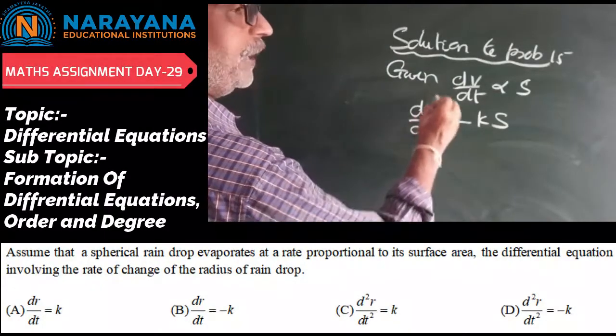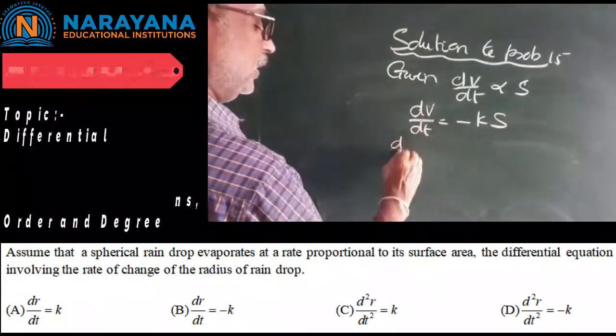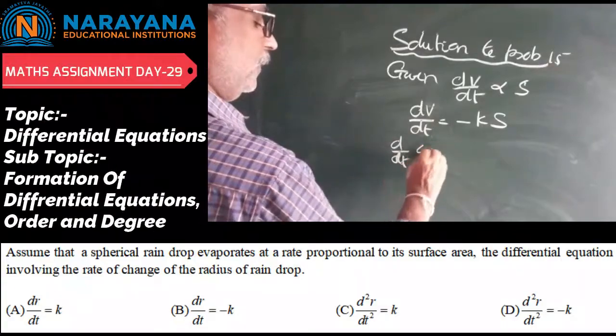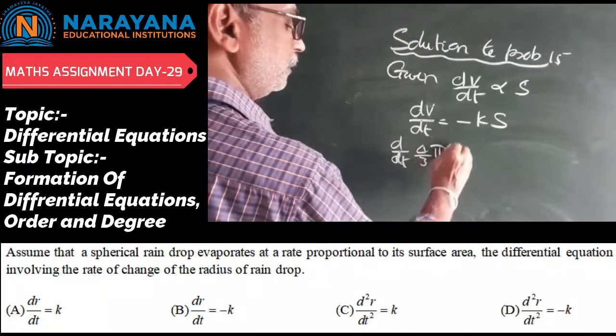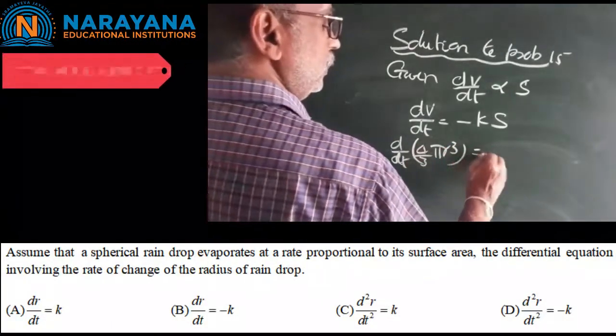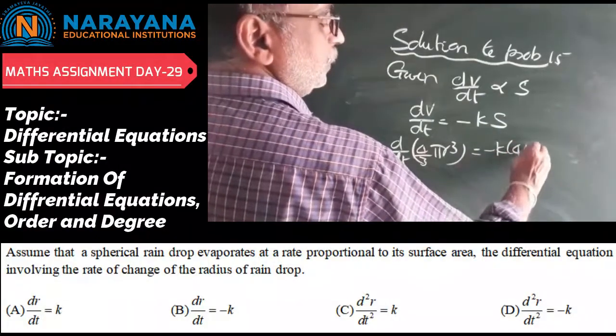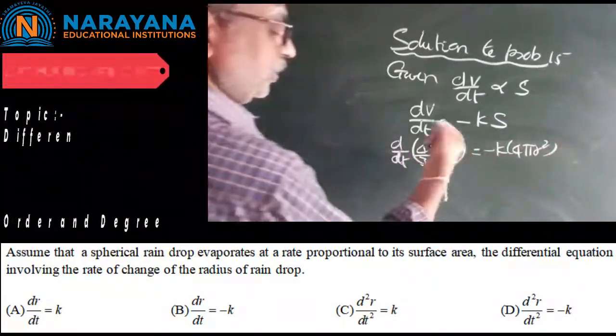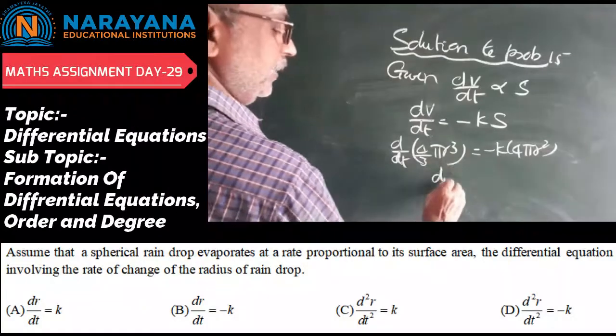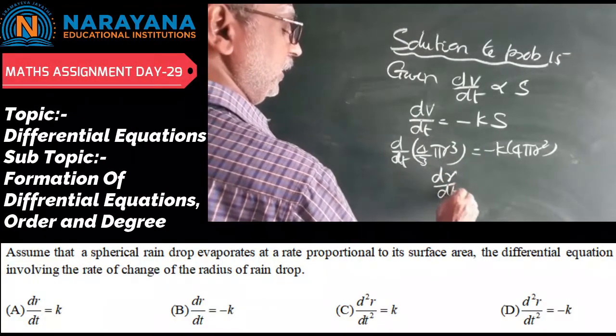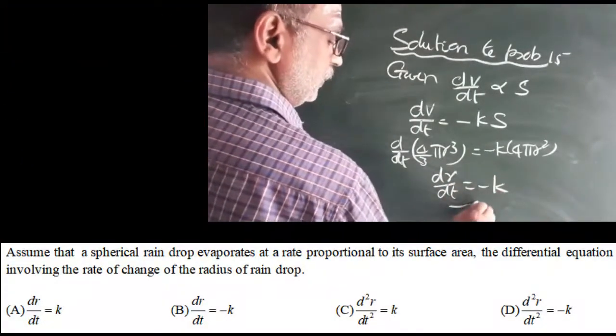Volume is 4 by 3 pi r cube. So d by dt of 4 by 3 pi r cube is equal to minus k into 4 pi r square. This is 4 pi r square dr by dt. From this we can get dr by dt equal to minus k, which is the answer for the problem.